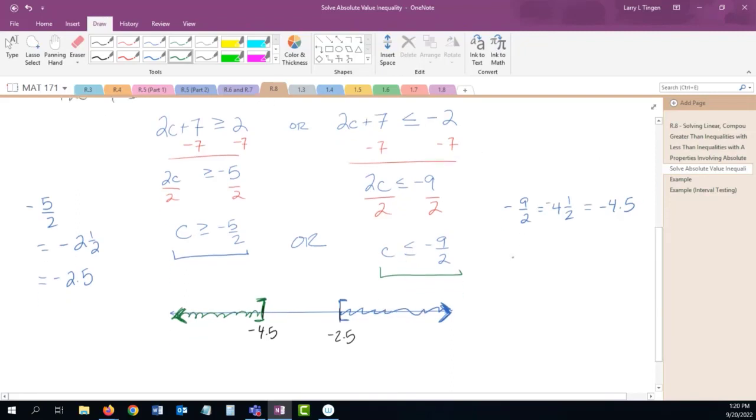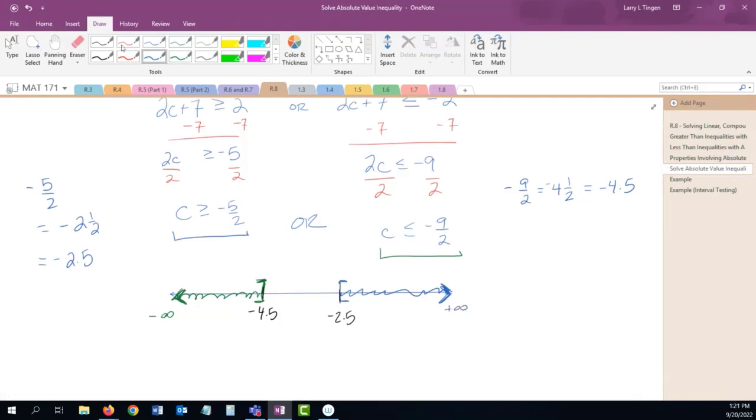So I've got what? Well, I have all the numbers less than negative 4.5. Well, that's negative infinity to negative 4.5. And then I have the negative 2.5 off to positive infinity. So that means my answer is what?